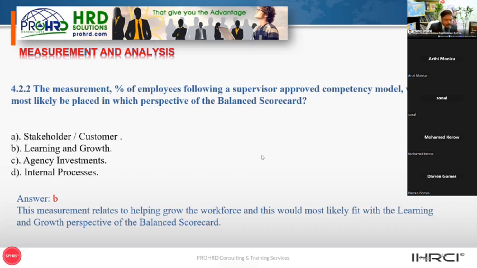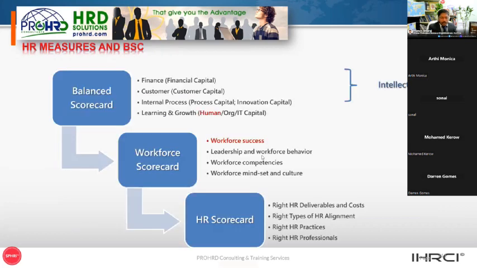Okay, that's another topic. Here we are talking about the measurement that relates to helping grow the workforce, and this most likely fits with the learning and growth perspective of the balanced scorecard. Clear. Everything, you can figure out from the question. If you deeply study and understand the question, you can easily figure out the answer. You can read and reread again and again, and then you will get an idea. It will come to the back of your mind through the answer. Okay. The good thing, the right answer is in front of you.